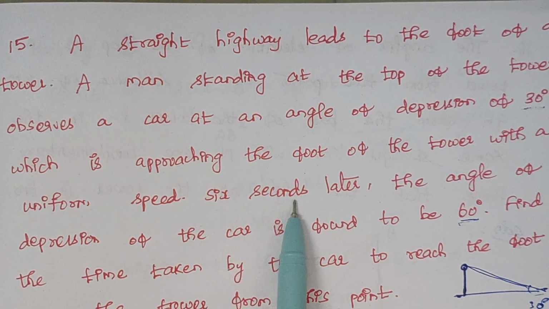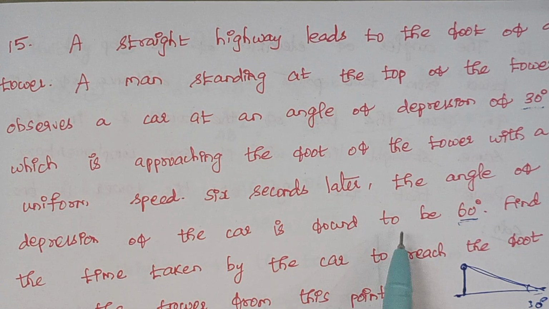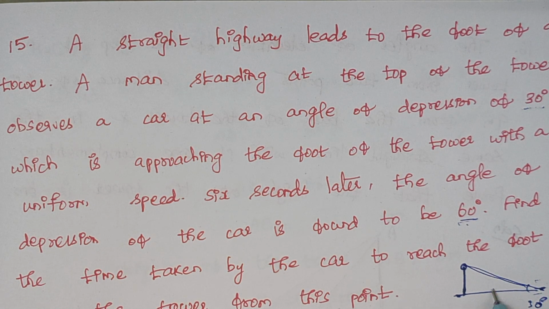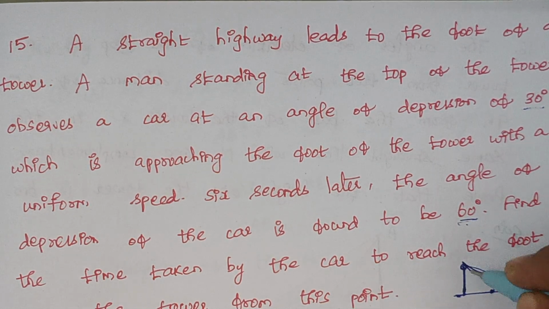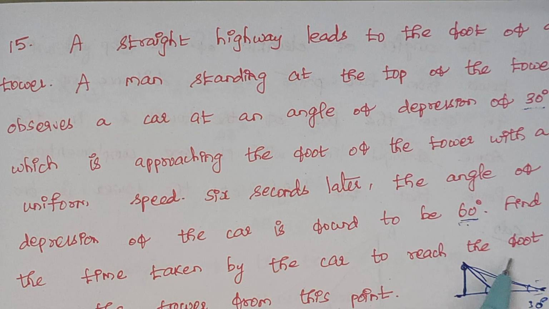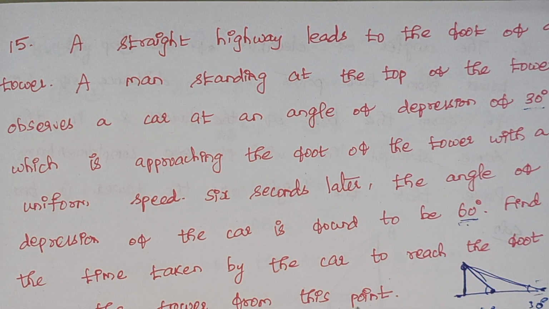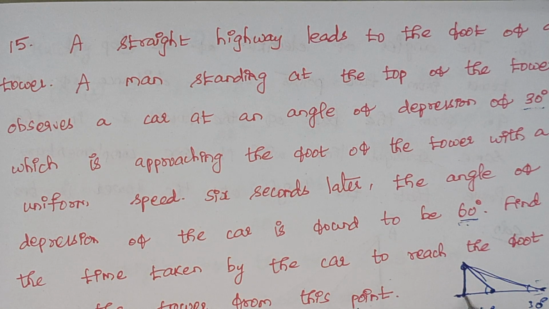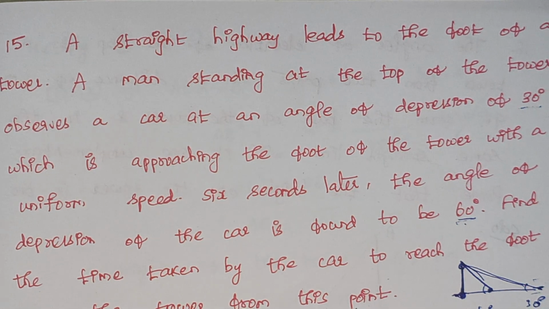So after 6 seconds, the angle of depression of the car is found to be 60 degrees. Right, so initially the car is at this place. After 6 seconds, the car is found to be somewhere here. And now the angle of depression at this spot is 60 degrees. Right. Find the time taken by the car to reach the foot of the tower from this point. Okay, we have to find the time taken by the car to reach the foot of this tower. Okay, this is your tower. To reach the foot of this tower, you have to find the time.